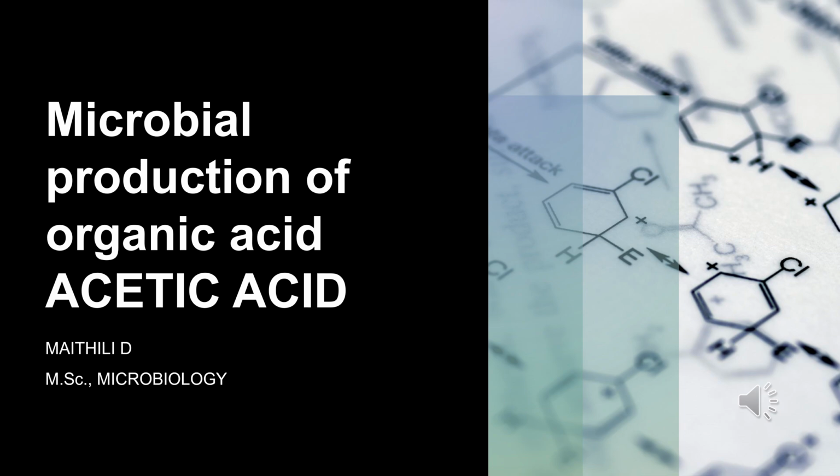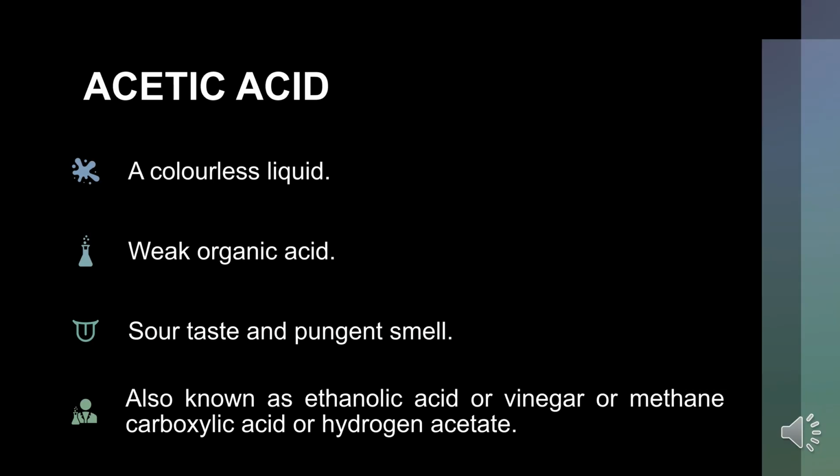I am Maithili. Today in this video, we are going to see about microbial production of acetic acid. First, what is acetic acid? Acetic acid is a colorless liquid and a weak organic acid. It has a sour taste. Acetic acid is also called ethanoic acid, vinegar, methane carboxylic acid or hydrogen acetate. Vinegar is nothing but 4% acetic acid.